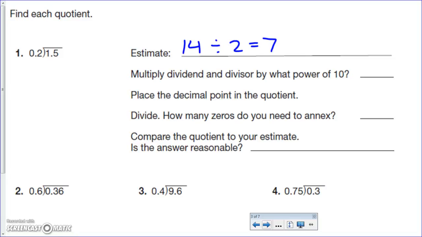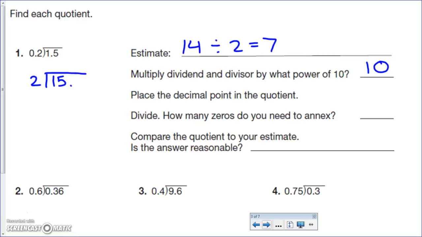Now we have to decide what power of 10 we're multiplying the dividend and the divisor. Because we need to move the decimal one place to get it behind the 2, we're going to multiply by 10, both numbers. Now we're going to move the decimal point. So we're going to move it behind the 2 and behind the 5. So now we've placed the decimal point in the dividend.